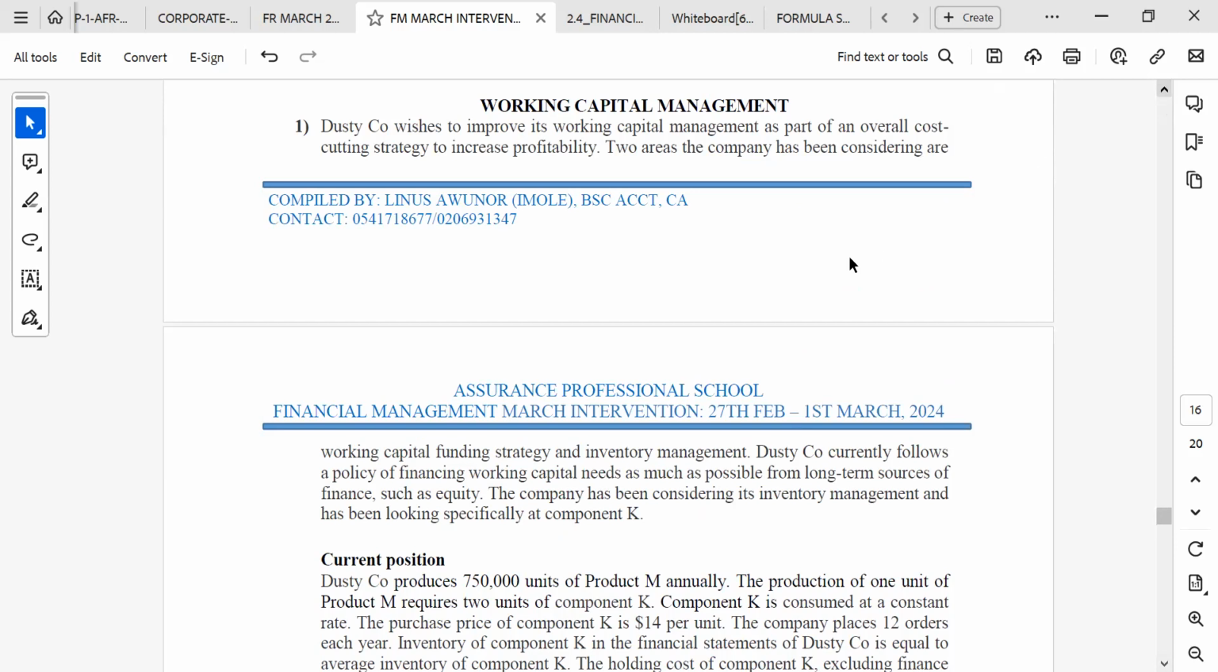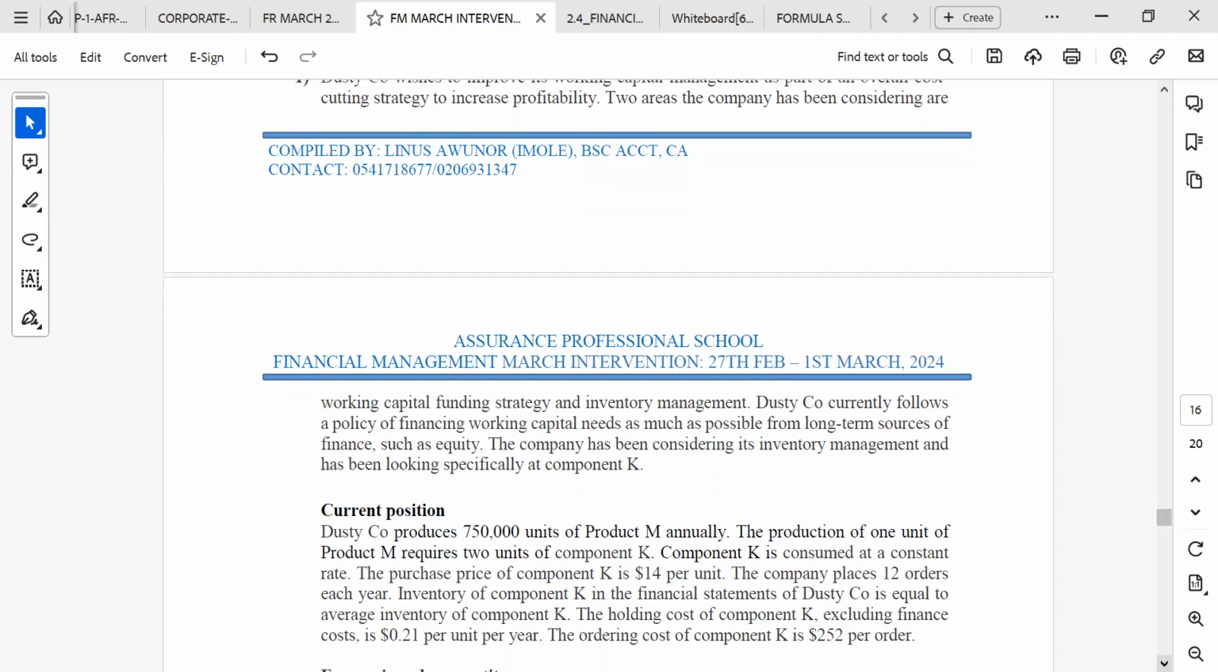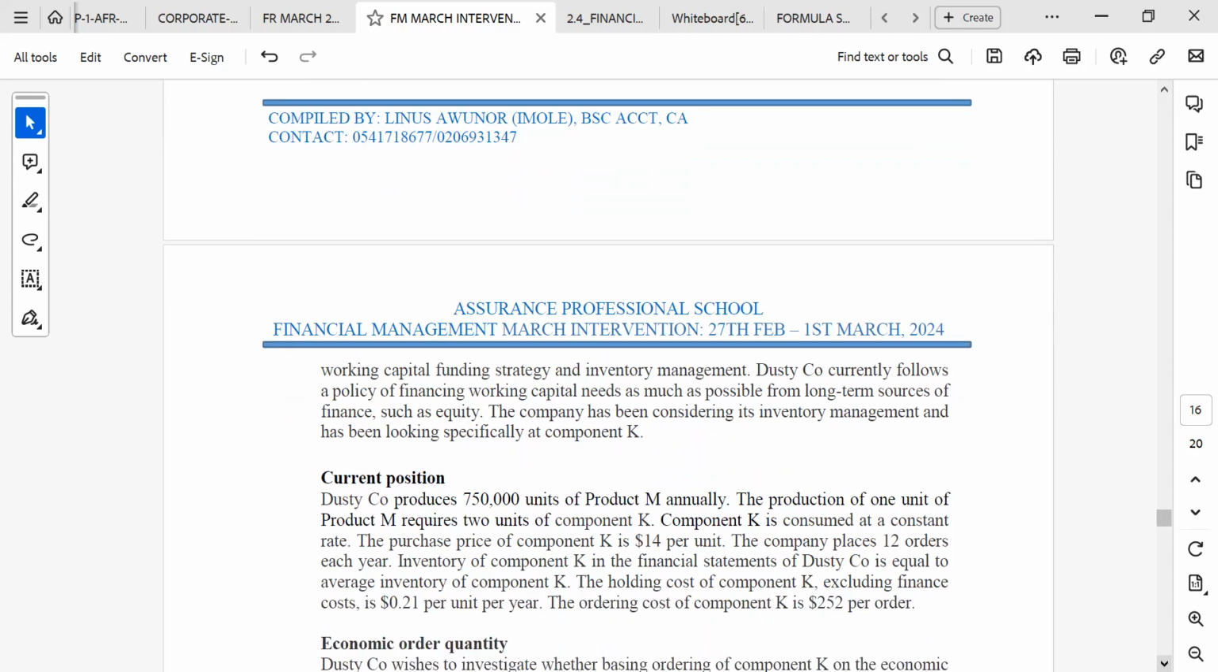Okay, look at this. They said the company produces what? The company produces 750,000 units of product M. So that is a finished good for the company. So which product would they be buying? They'll be buying component K. The production of 1 unit of product M requires 2 units of component K. So if their annual production plan is 750,000, and for every unit they are producing they are using 2 units of component K, how many units of component K would they be buying annually?